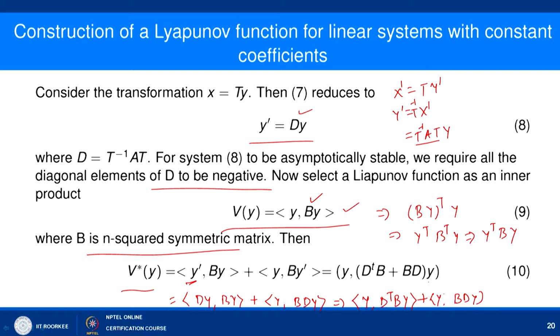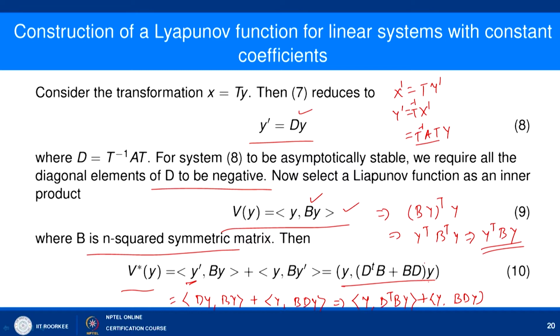If you use the inner product properties, then it is nothing but this. If you do not want to use inner product, you can simply use this, and we can still find out that this is nothing but the condition obtained here. Okay, so, V star of y is given by this.